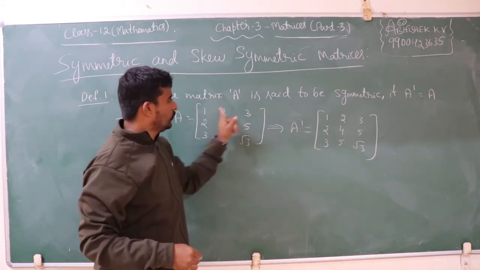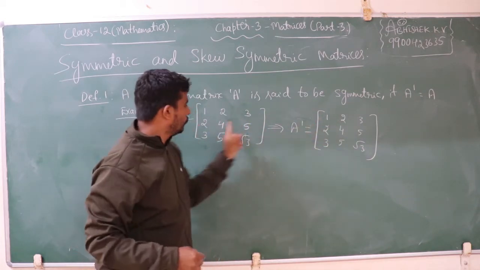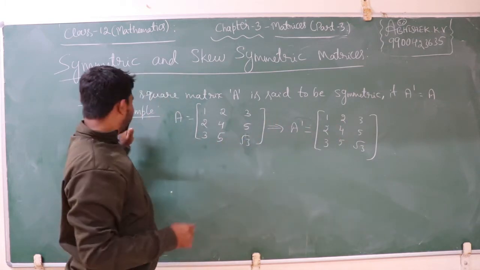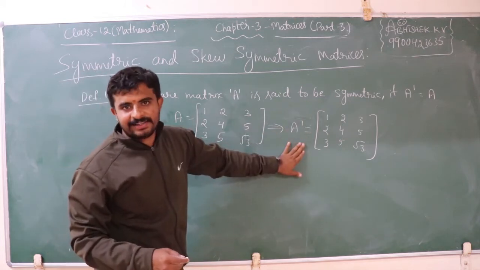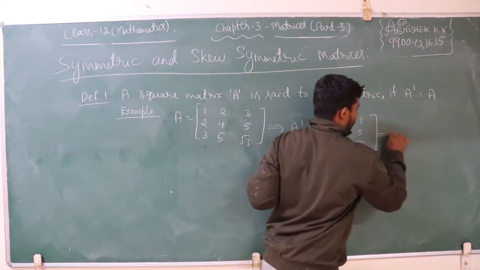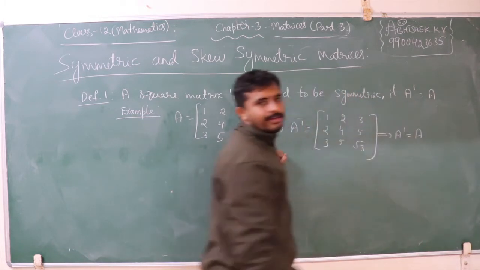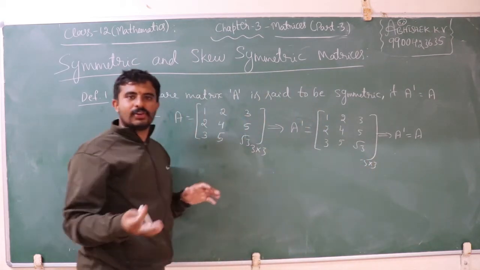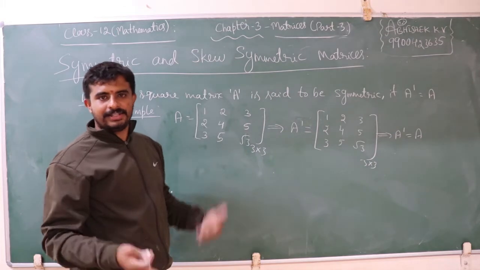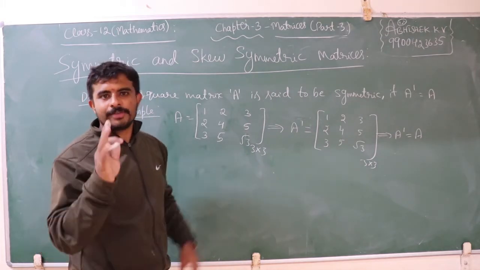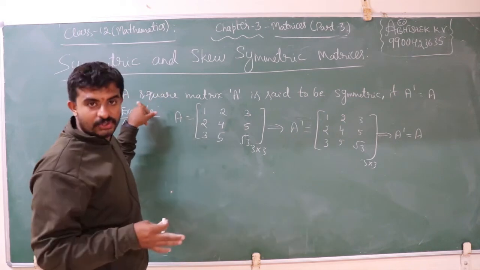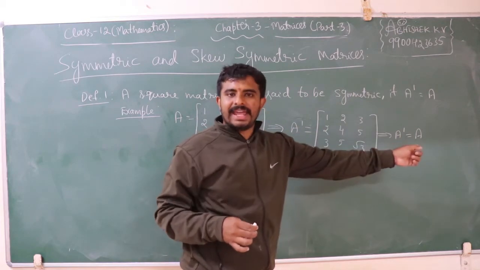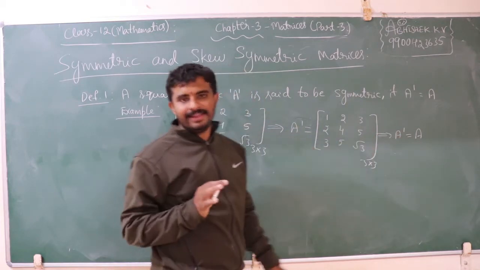See, 1, 2, 3; 2, 4, 5; 3, 5, root 3. Matrix A is equal to transpose of matrix A. So, here, transpose of matrix A is equal to matrix A. This is of order 3 by 3, a square matrix. This is also of order 3 by 3. Changing rows to columns and columns to rows gives the same order because both rows and columns should be equal. That's why we consider a square matrix to define symmetric matrix. Is it clear? If A transpose is equal to A, then that matrix A is said to be symmetric.